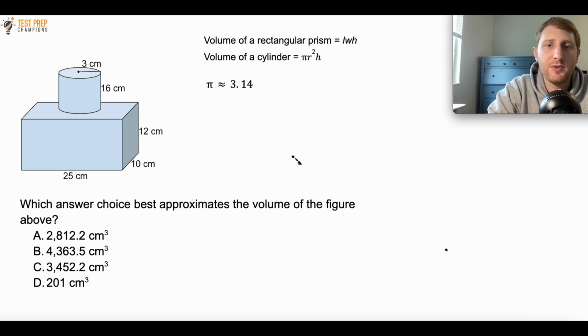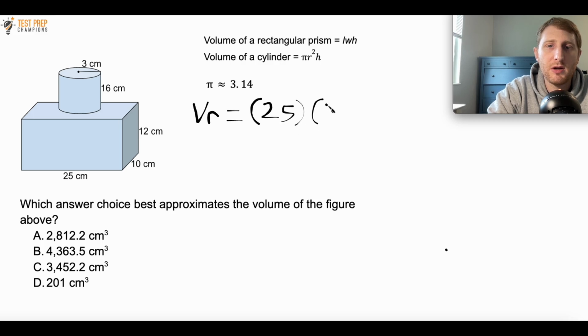So the idea here with this question is that we're going to calculate the volume of the rectangular prism, and we're going to calculate the volume of the cylinder, and then we're going to add the volumes together to get the final answer. Now, it doesn't really matter what order you start with here, but I'm going to do the rectangular prism first. I'm just going to write VR for the volume of the rectangular prism. And the formula is length times width times height. So I'm going to do 25 times 10 times 12.